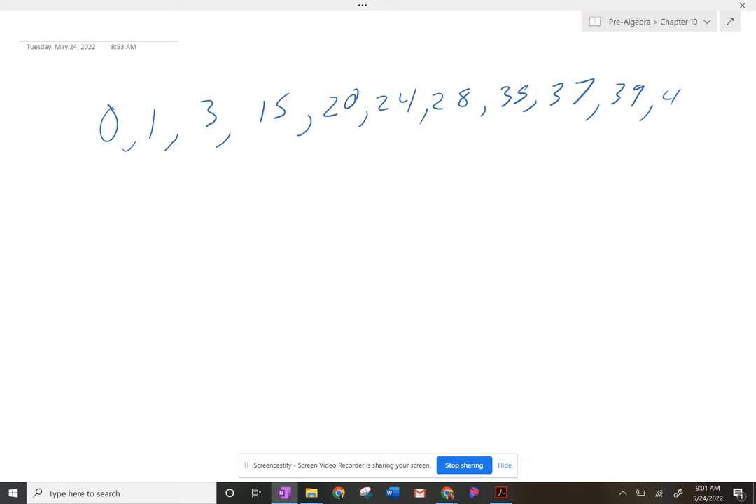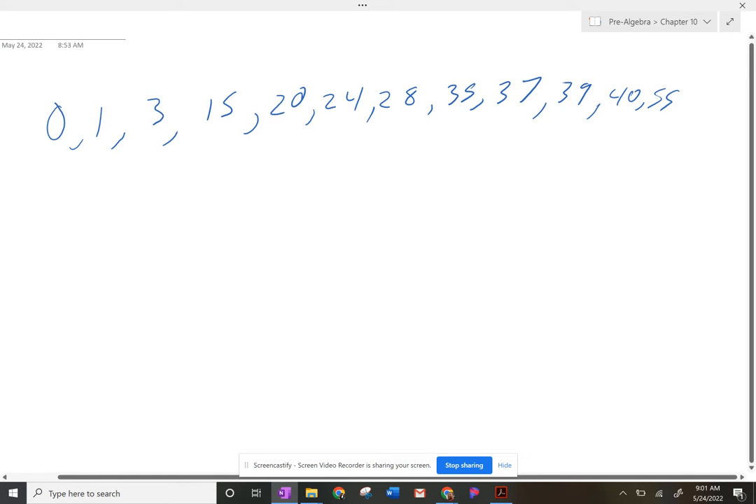in numerical order. So I have 0, 1, 3, 15, 20, 24, 28. I'm writing these down for my paper here. So I got 0, 1, 3, 15, 20, 24, 28. The next one is 35, then 37, 39, 40, and then 55. Okay, I've got all those numbers there.